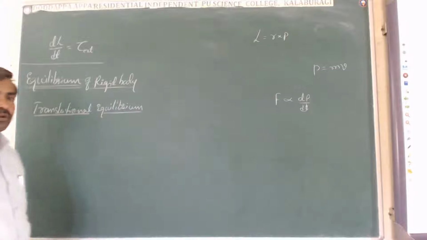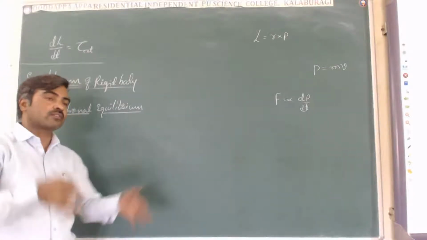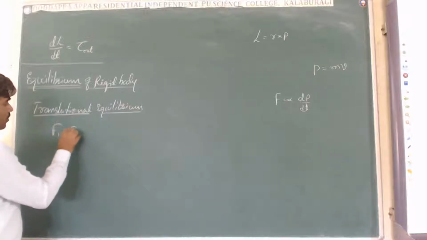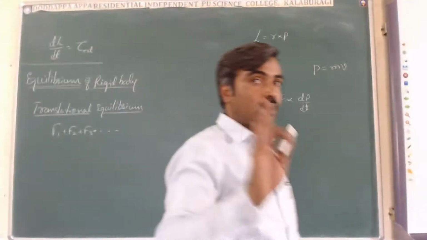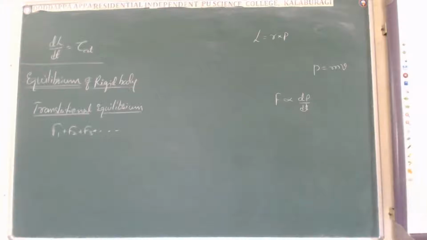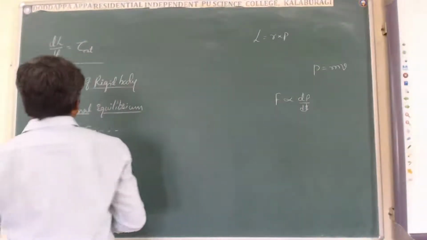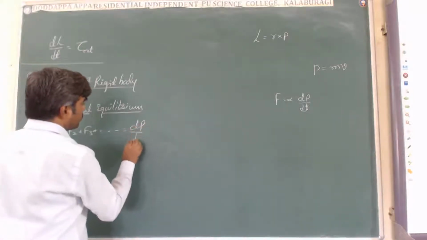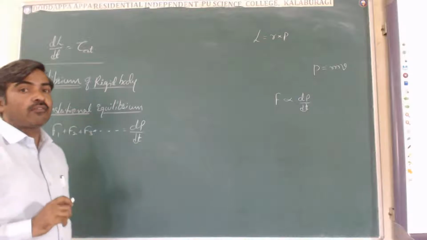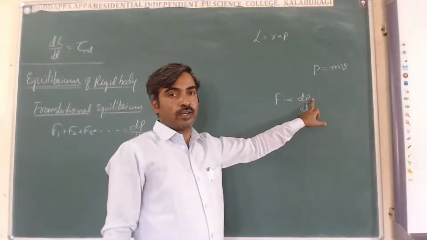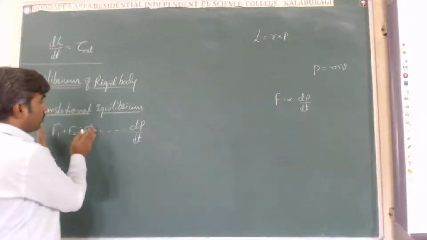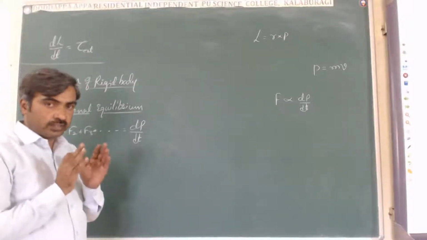Translational equilibrium means if any body is under translational motion, with external forces acting like F1, F2, F3, and so on, all the forces acting on the rigid body executing a translational motion should maintain the same linear momentum, dp by dt we can say, because external forces acting on the object can change the linear momentum. That is the total external forces.